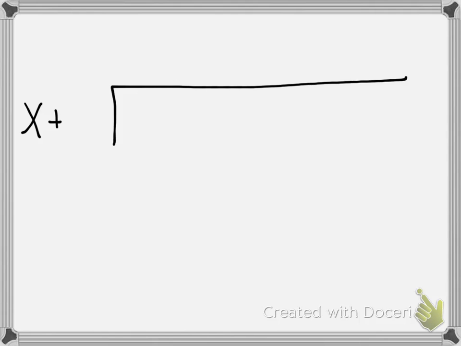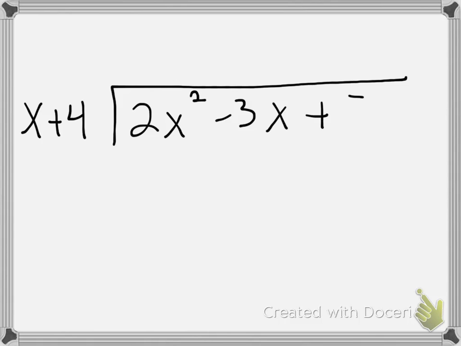So let's go ahead and do that. We've got the x plus 4 on the outside, 2x squared minus 3x plus 7 on the inside. All right, and then let's go ahead and actually do the division here. When we're doing this, you're going to talk about what's going to go in this spot right here. What times x will give me 2x squared? That's what we're talking about.